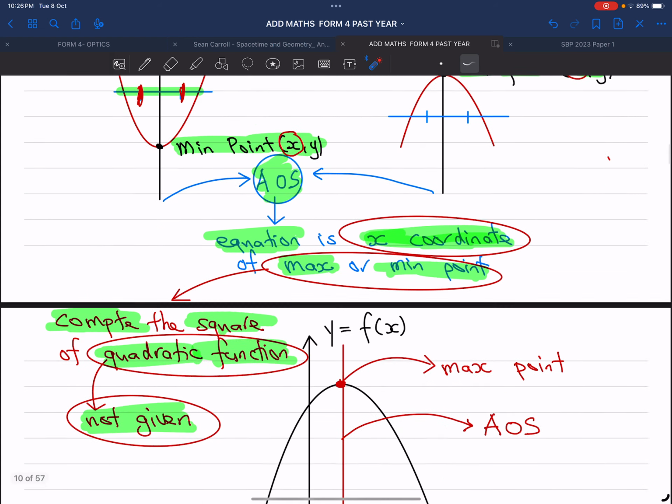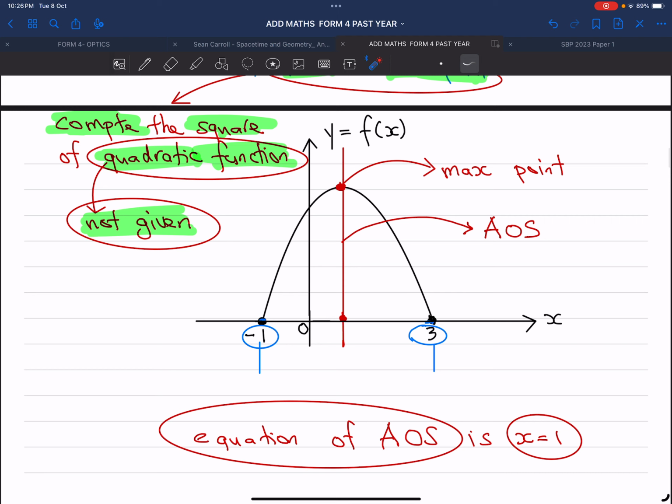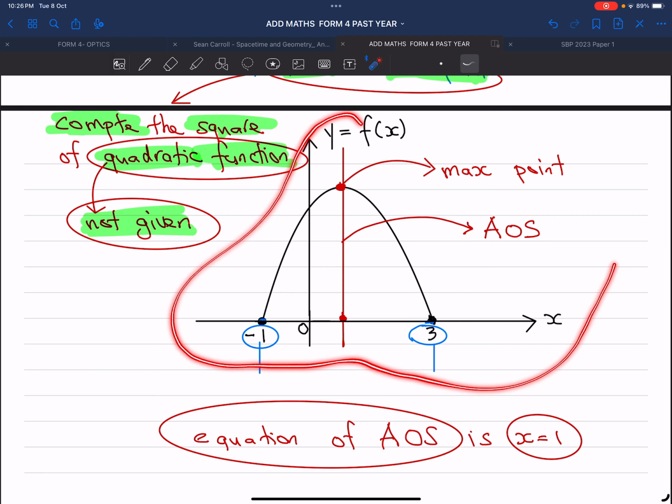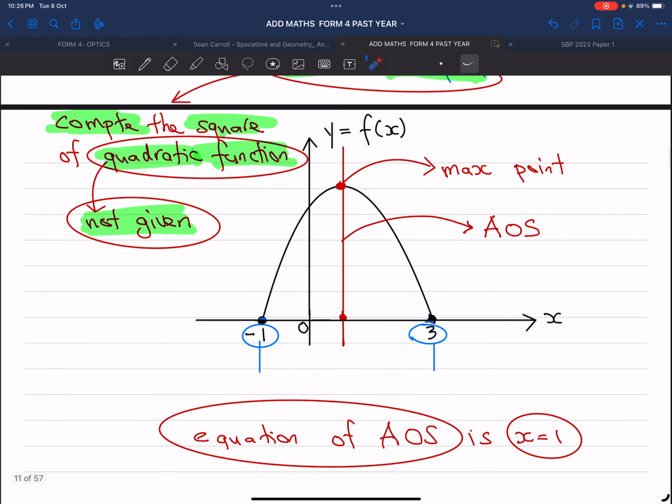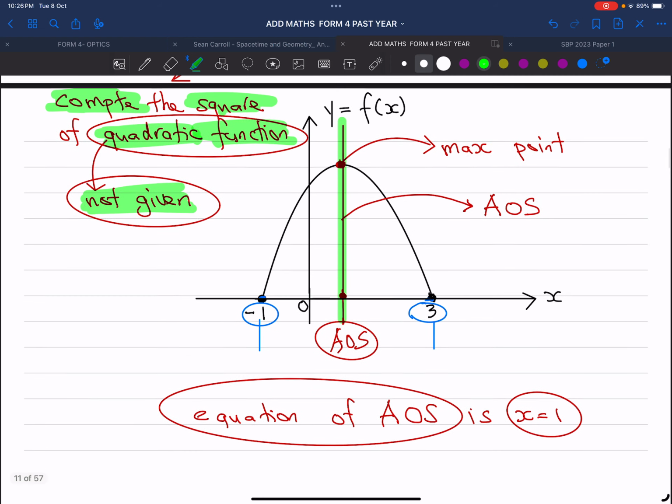Here I have drawn back the original graph, where we had the curve of the shape of n given, and this was -1, this was +3, and this is the maximum point. We know that the axis of symmetry must go through the maximum or minimum point. Now if you watch carefully, I'm going to complete the diagram.